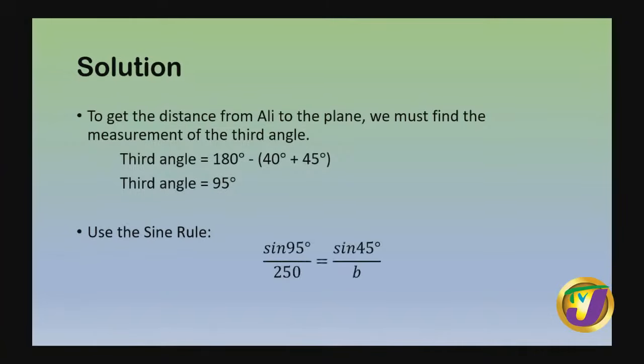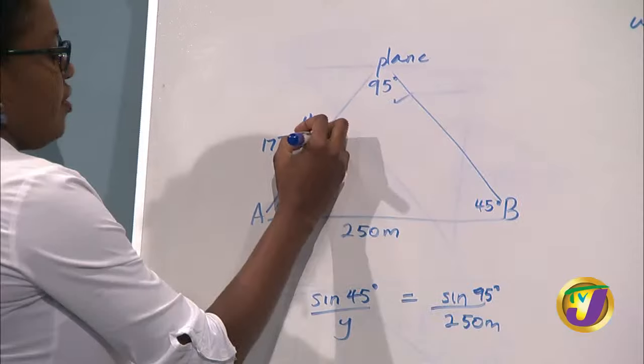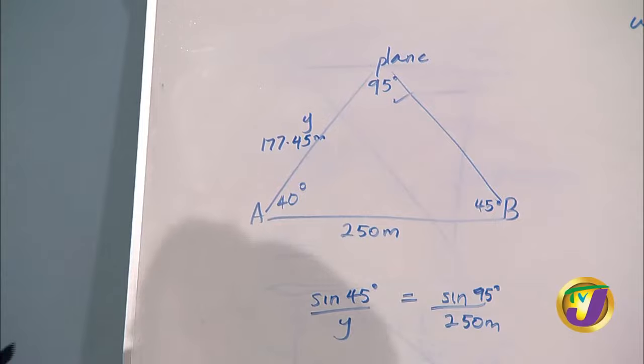So using the sine rule, it doesn't matter which one comes first. We're doing a comparison, so we can simplify. In simplifying, we would find that the distance from Alley to the plane would be 177.45 meters using the sine rule here. Not bad.